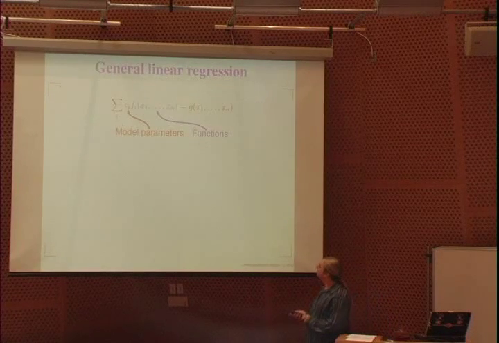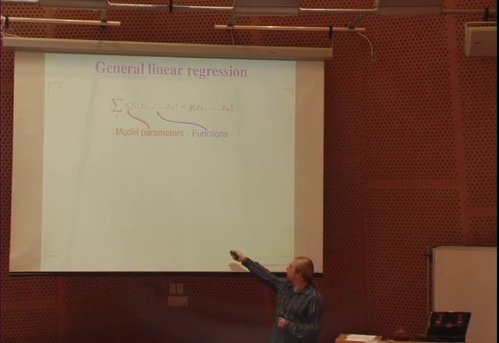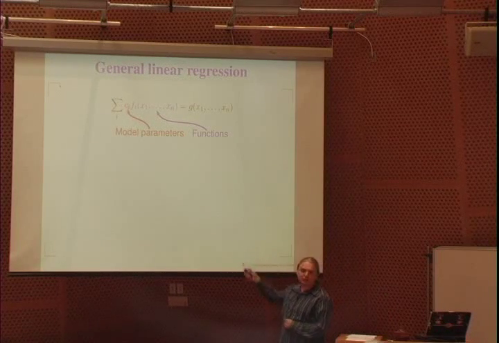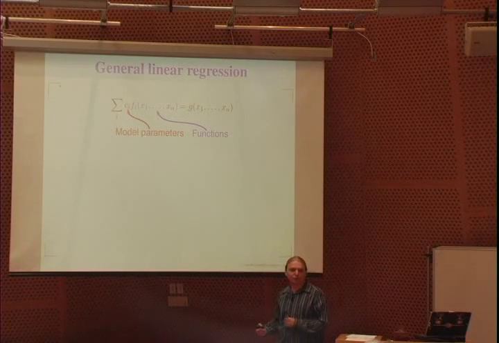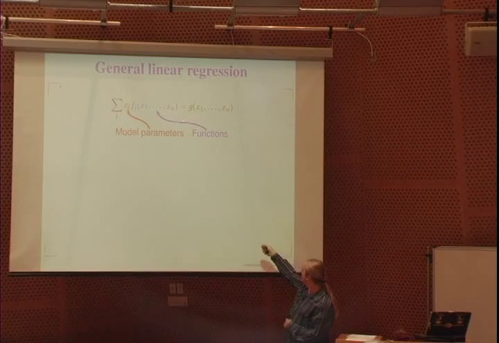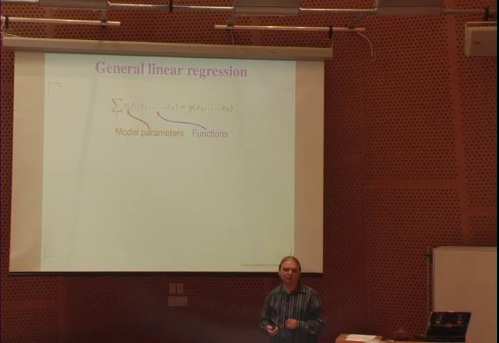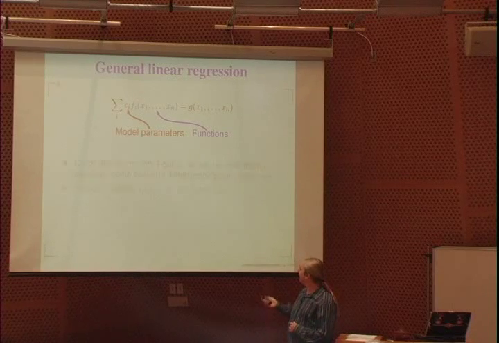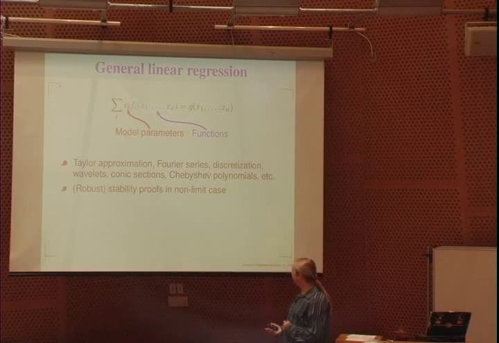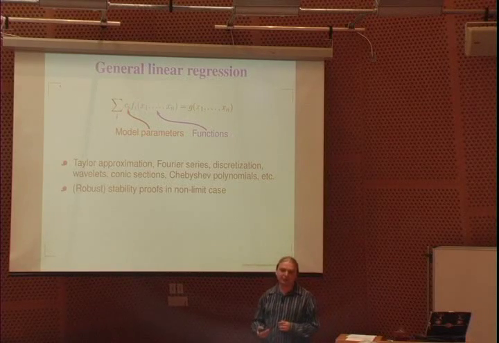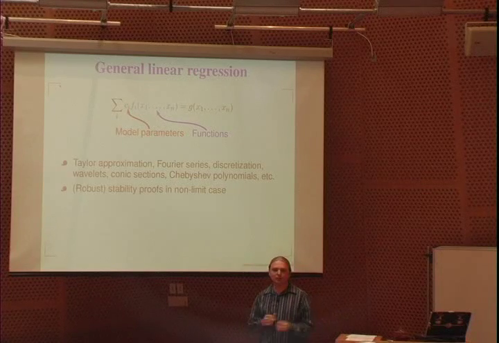General linear regression is a set of models that you can express like this. The summation over i of c_i, these are the model parameters, times some function of whatever it's modeling is equal to another function of whatever it's modeling. This includes a fairly wide range of models, including Taylor approximations, Fourier series, discretizations, wavelets, convex sections, Chebyshev polynomials. So this is actually a very broad range of models.